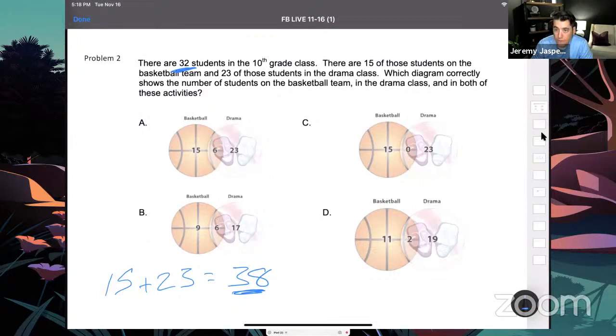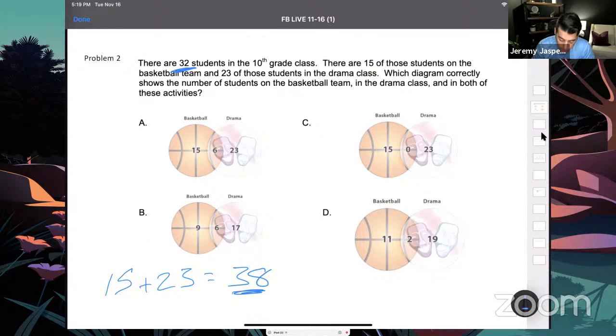Okay, it says there are 15 students on the basketball team, 23 students in the drama class. So just because it says that they're in those classes, it doesn't necessarily mean that they can't play both things. Okay, does that make sense? It didn't say it's exclusive. 15 students are only in basketball and 23 are only in drama. Okay, so you see how that is. I can see how it can be confusing, but it's just how these are worded.